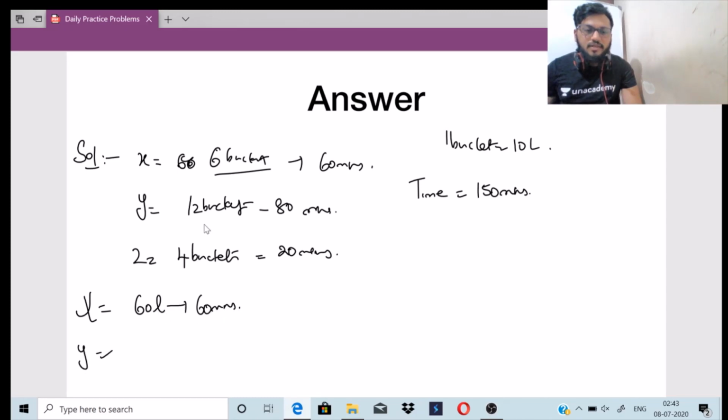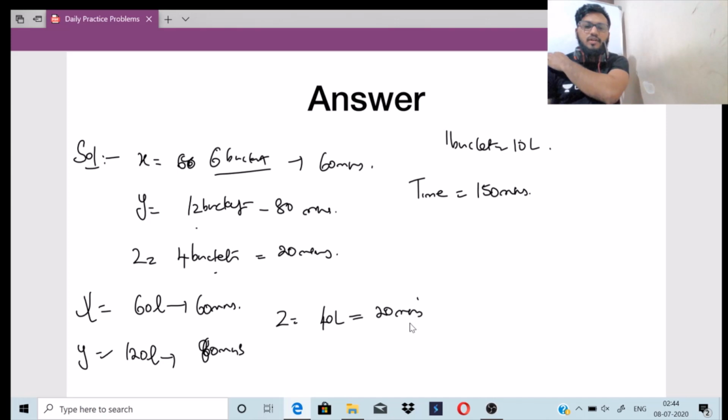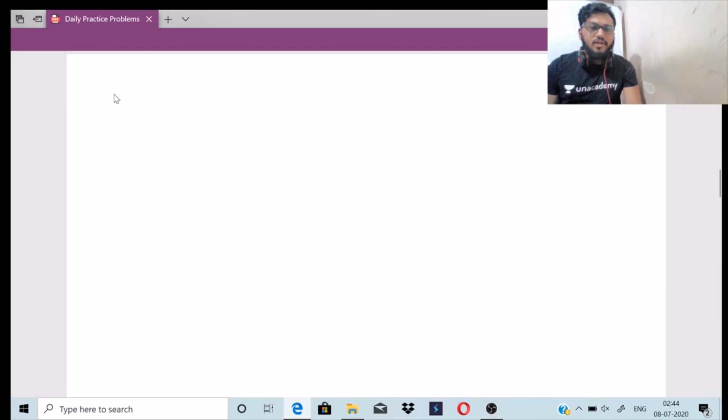Similarly, Y will be 12 into 10, 120 liters of water in 80 minutes, and Z is 4 into 10, 40 liters of water in 20 minutes. What is the total time taken? 150. Now the question becomes a lot easier. So it is X plus Y plus Z, that is what you have to do.